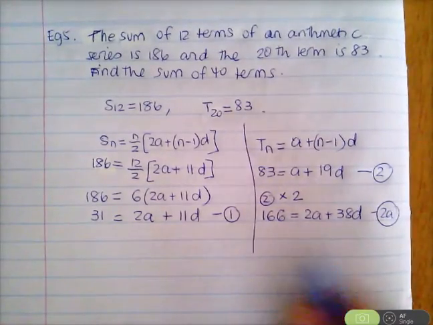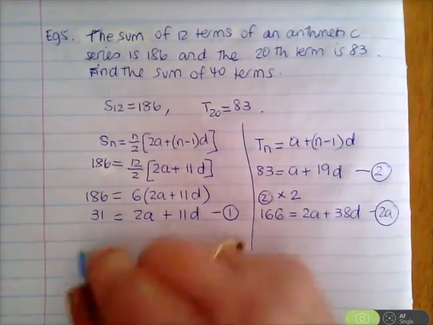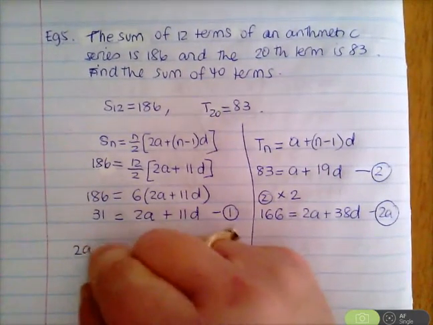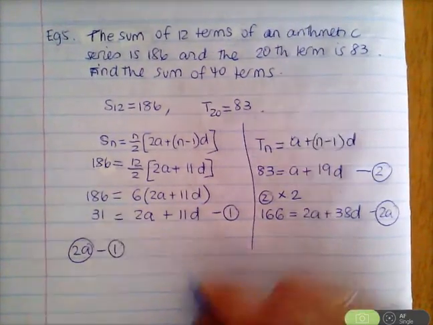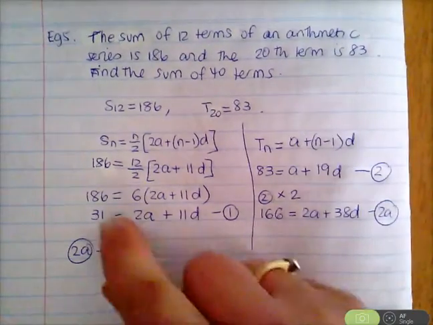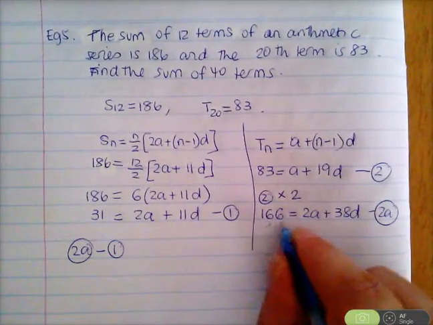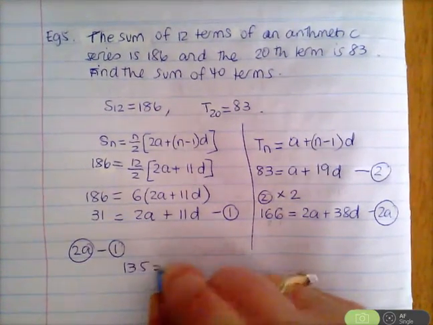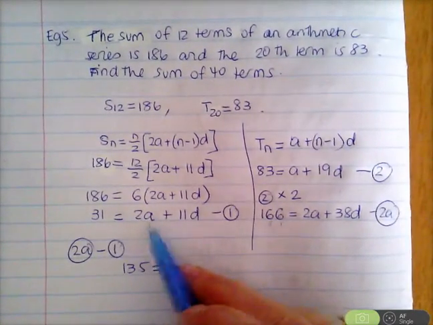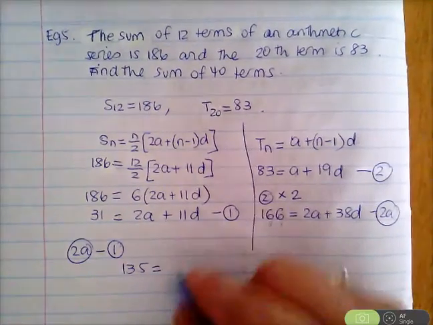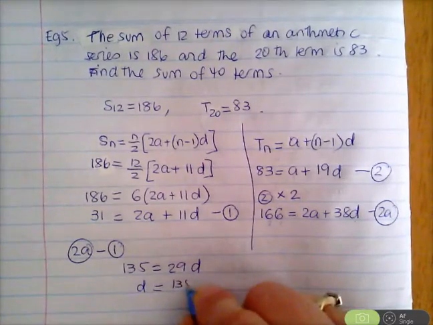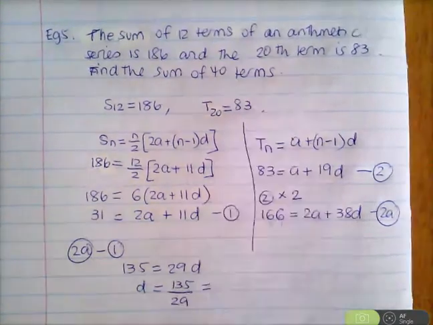So now I'm going to solve simultaneously. Let's try and do the bigger numbers minus the smaller ones. Let's do equation 2a minus equation 1. And that would be 166 minus 31. That would give us 135. So 135 equals, now 2a minus 2a is 0, 38d minus 11d is 29d. Therefore, d is 135 divided by 29.